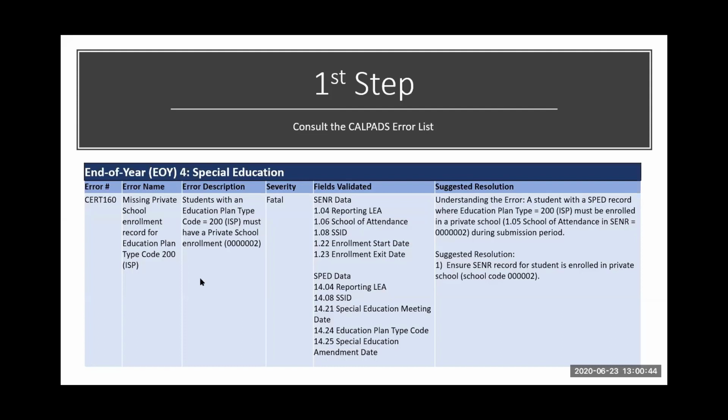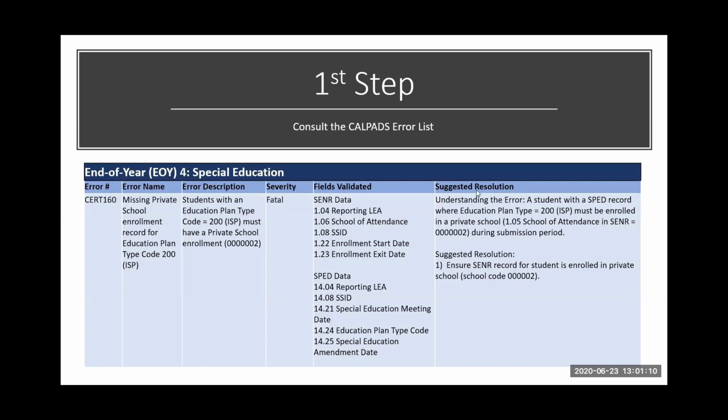The error description tells us the problem. And so this error description says students with an education plan type code 200, which is an ISP, must have a private school enrollment. Over here in the suggested resolution on the far right, there's two parts: understanding the error and suggested resolution. So we know our problem.